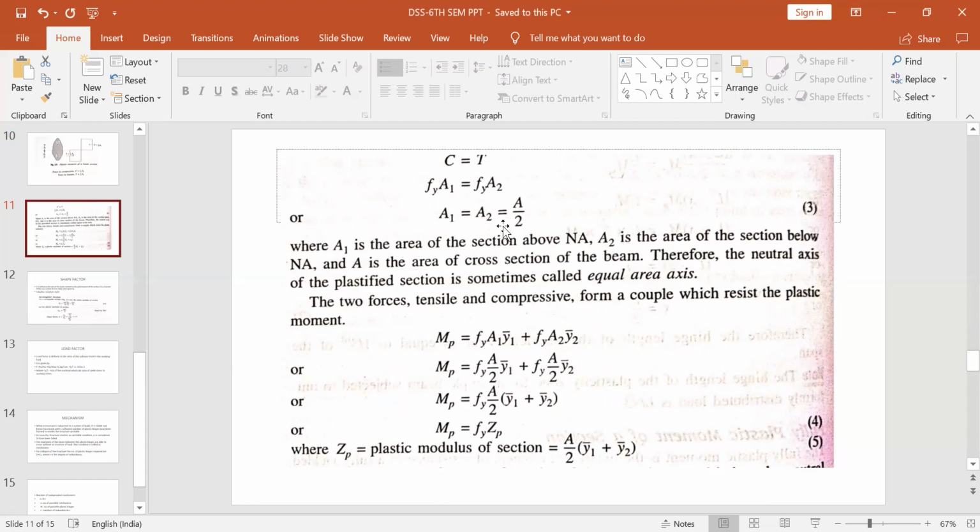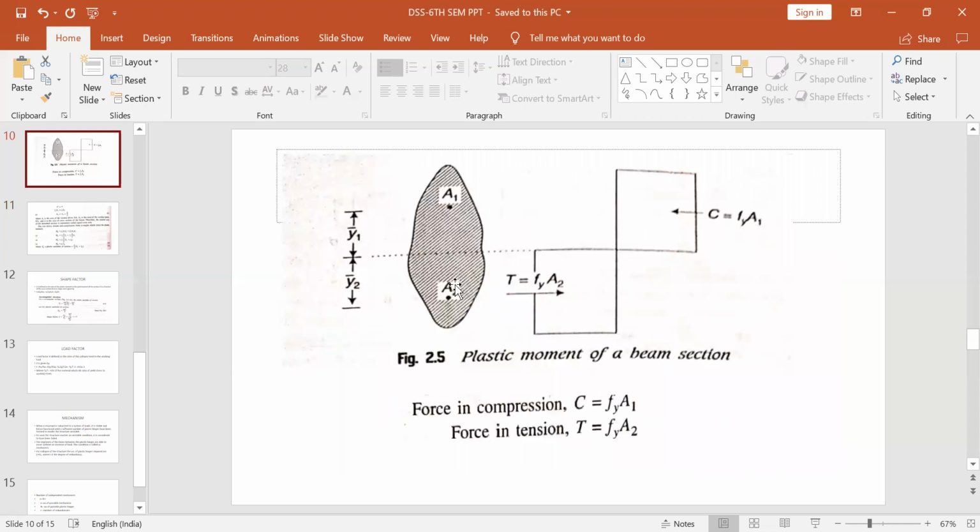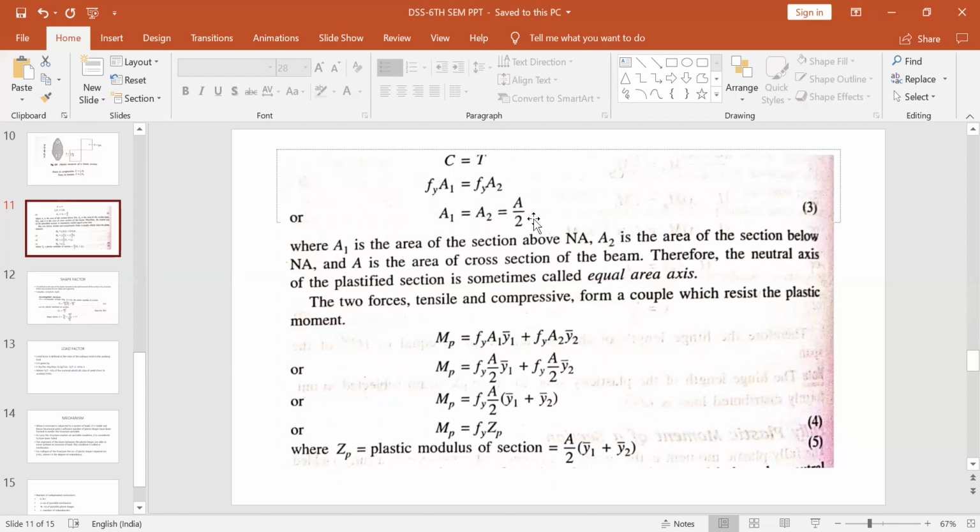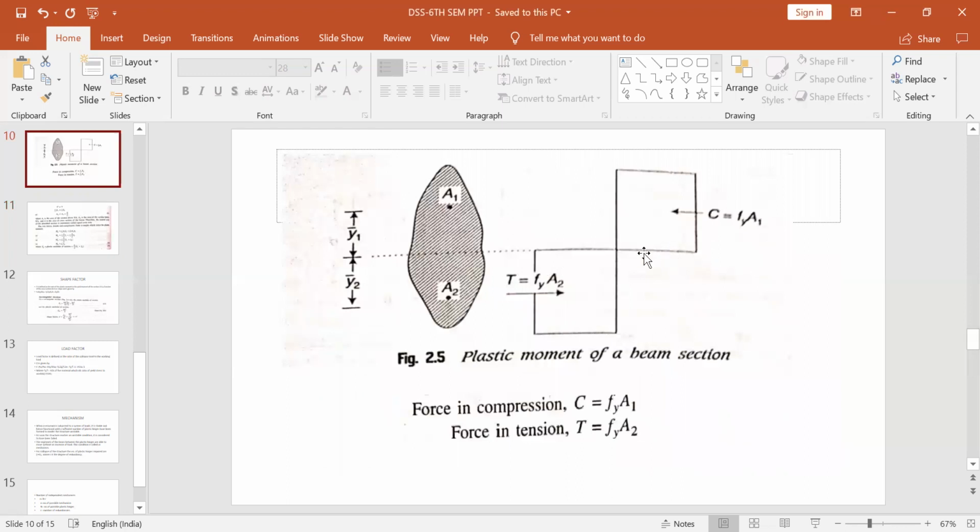And A1 plus A2 is A, the whole area, and A1 and A2 are equal halves. That means A1 and A2 will both be equal to A by 2, where A1 is the area of the section above the neutral axis and A2 is the area of the section below the neutral axis. So this is the equal area axis and this is called the plastic neutral axis. It is not the elastic neutral axis. Remember, this is a very important point.